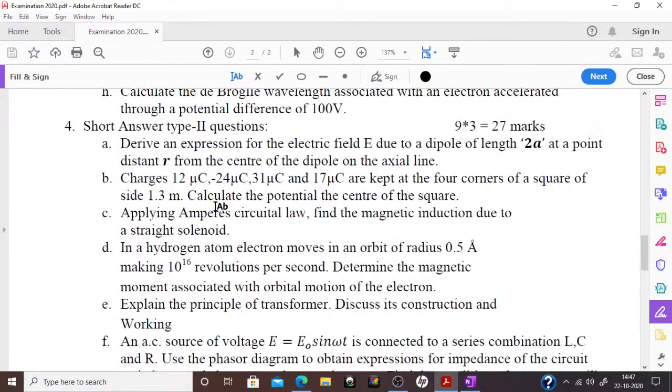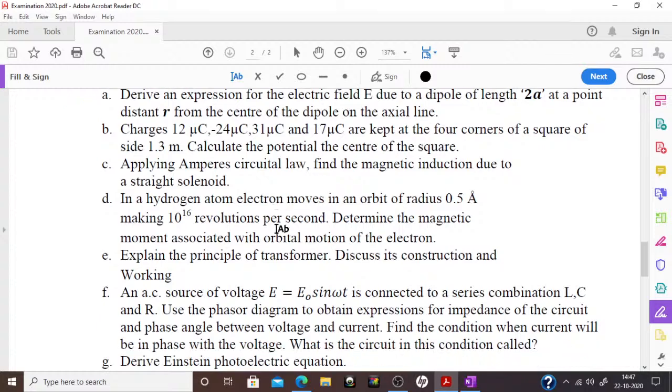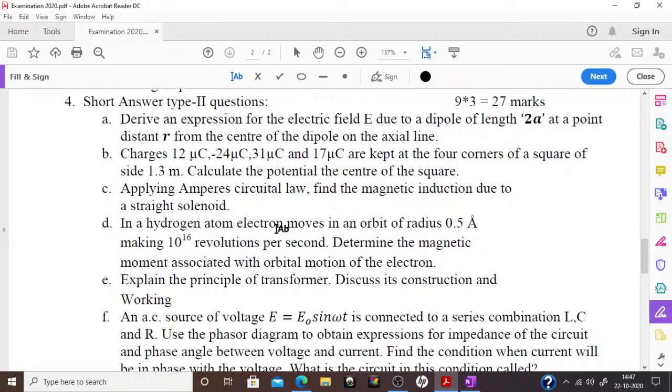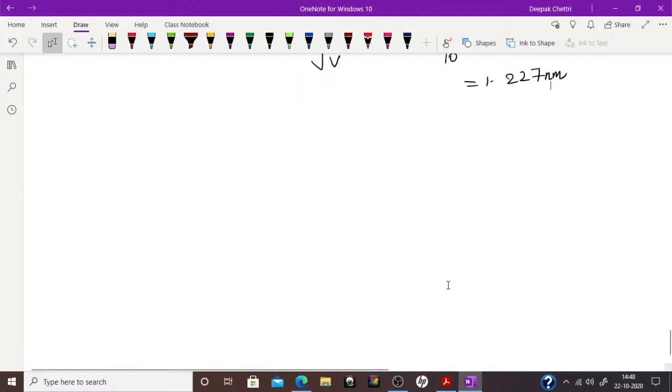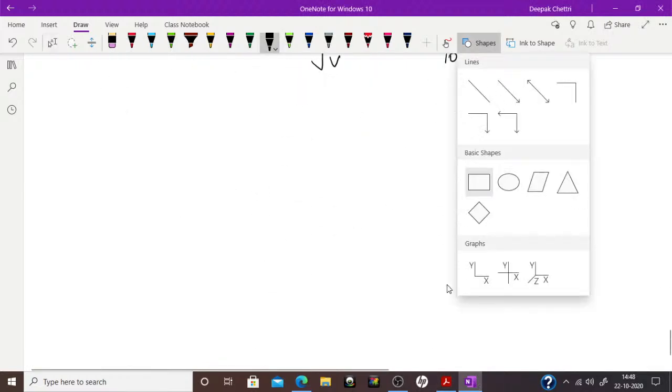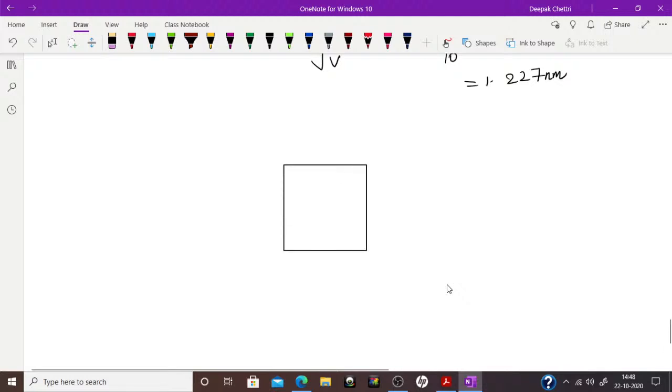Question number 1 is a derivation, which I have given. Do it. Question number b: charges are kept on the four corners of a square, calculate the potential at the center. So you have four charges and there's a square here, and at the corners of this square are four charges.